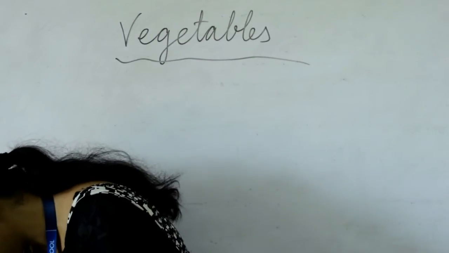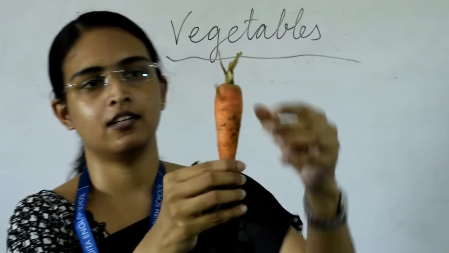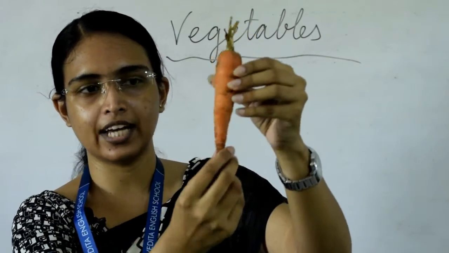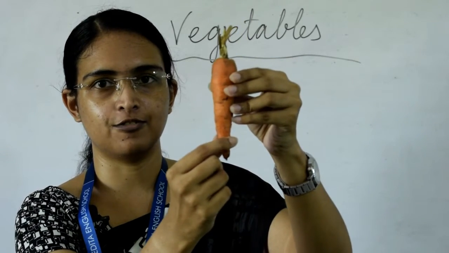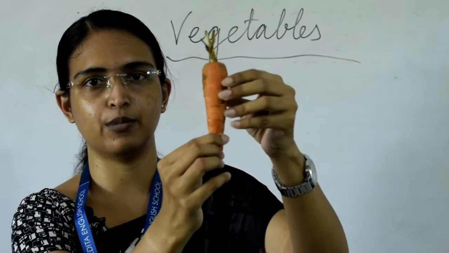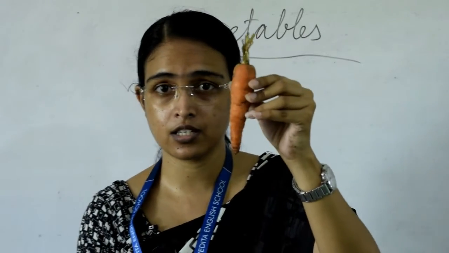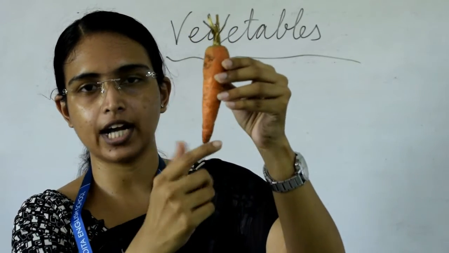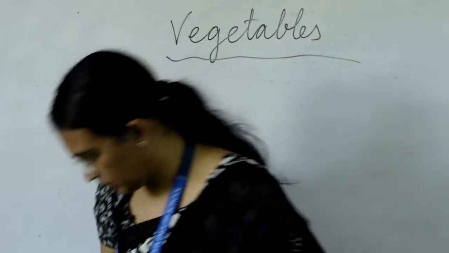Now next is, what is this? Which animal likes this vegetable very much? Rabbit likes this vegetable very much. So can you name which vegetable this is? Yes, this is a carrot, right? So what is the color of a carrot? Orange. So this is also a vegetable.